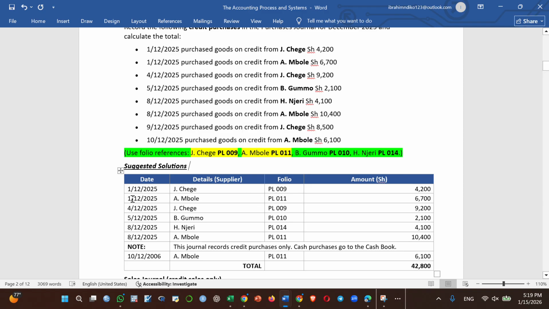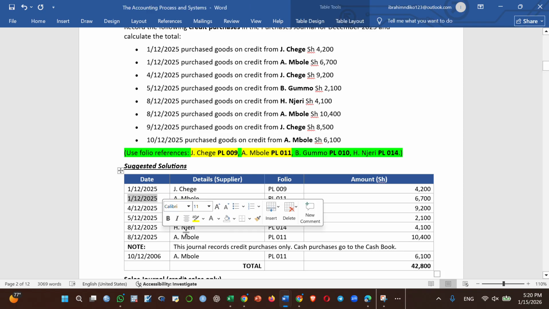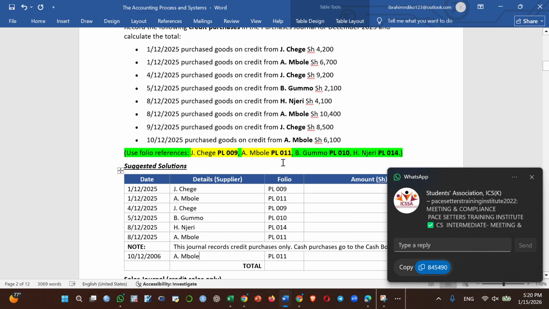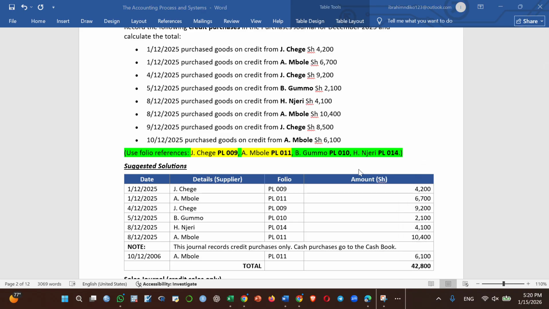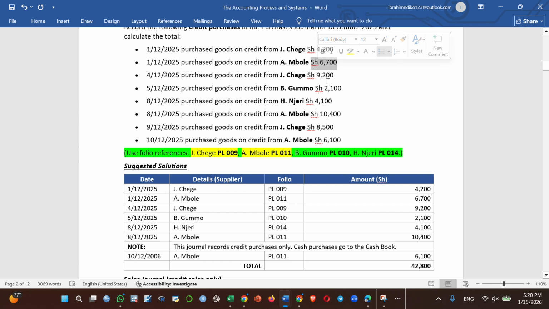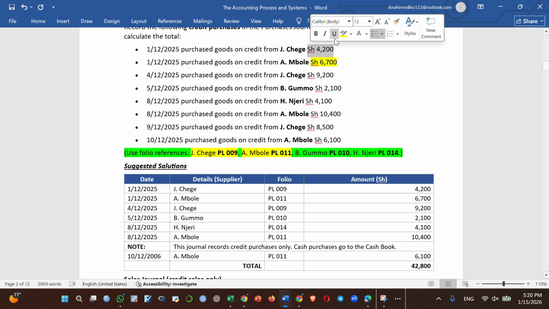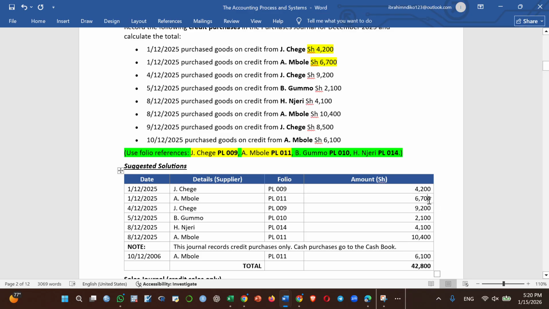So you start with the date for still on first. Then the detail is Mbole for that date. Then the folio number for Mbole, we have it here, which is PL011. You can have it here. Then you put the total amount for Mbole for that period. We have it here. It was 6,700. You can see there above, 6,700. So you put it there.